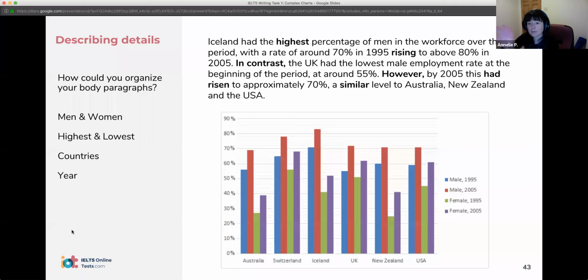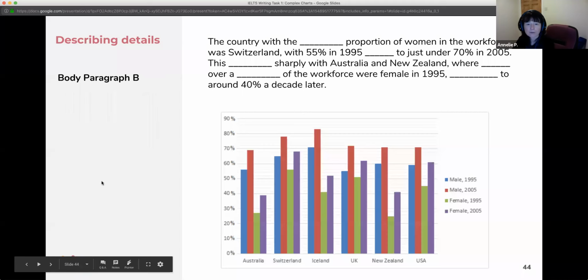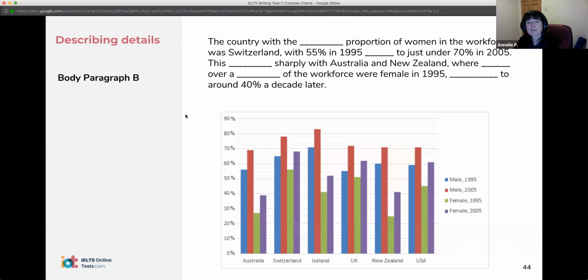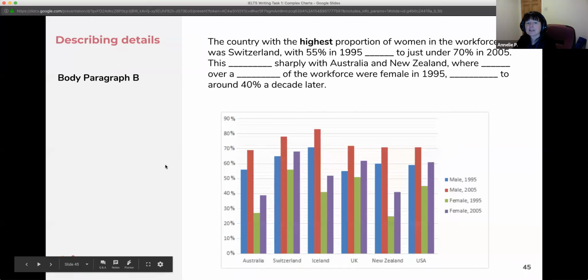We focused only on men. We haven't talked about women. So now we're going to talk about women. So again, the country with the highest, yeah, it's the highest with the women. Yeah, remember we're looking at women now. Okay, so the highest proportion of women in the workforce was Switzerland. You have to say highest with proportion, with 55% in 1995.